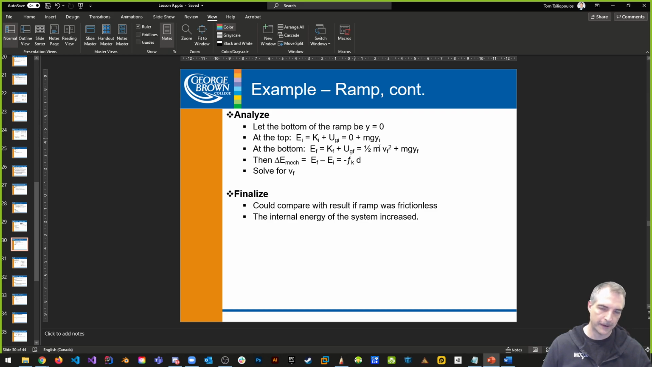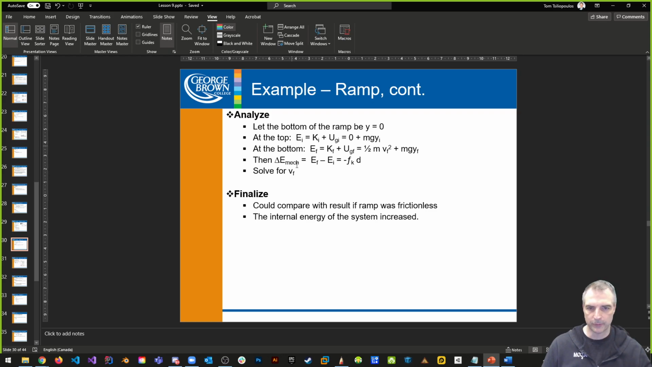On the other side, right? And then at the bottom, the energy final, right, is equal to the kinetic energy final plus the gravitational potential energy final, which, if you sub in 1/2 mv squared final plus mgy final, and mgy initial, which is the potential energy initial, right? And so what you can do is you can create the change in energy, the mechanical energy that's being used here is the energy final minus energy initial, which is equal to a negative force of kinetic friction times the distance being traveled, and then you solve for velocity final.